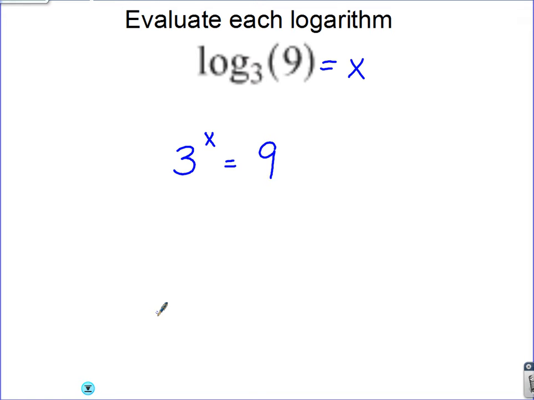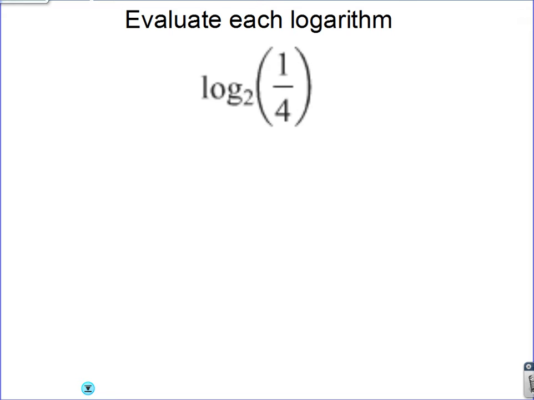Isn't that easy? When you're dealing with this logarithmic equation now, all you're saying is 3 to what power is 9? What's this equal to? 3 to what power is 9? 2. And 3 to the second power equals 9. That's all that is. That makes sense, right? So log base 3 of 9 is 2.